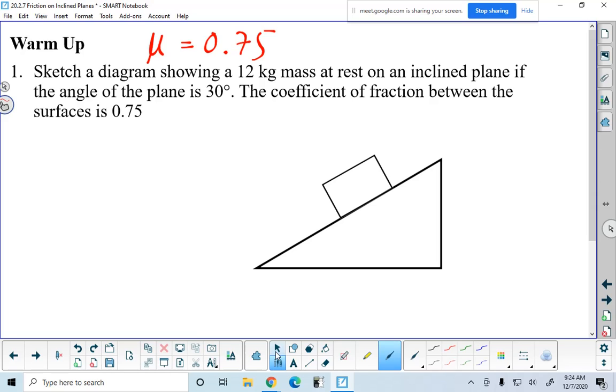So, we've got this situation, so we've drawn it. I don't know that we need to really label anything. It's a 12 kilogram mass. I guess we could put 12 kilograms on there. We could label the angle as 30 degrees. By the way, we know that it's a 90-degree angle over here. And I've got the coefficient of friction written down as well.